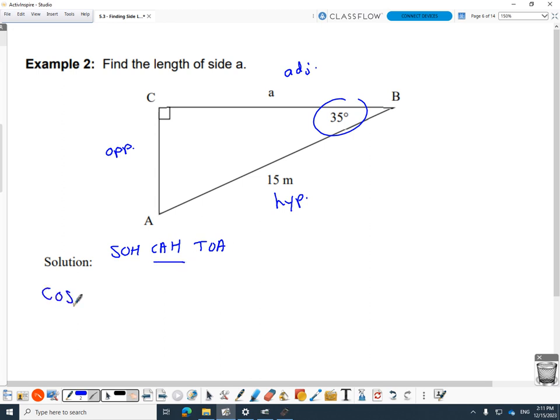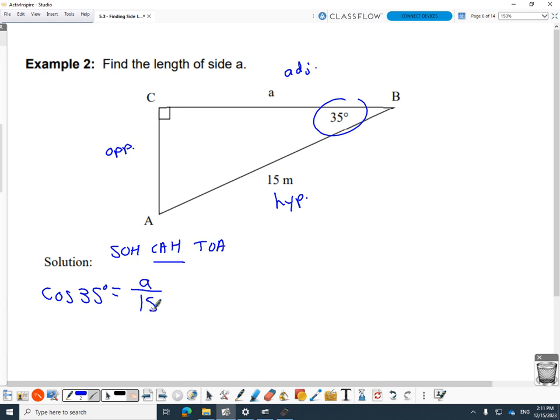of 35. If you're keeping right up, you're noticing I've skipped a step this time. I think this is a little easier if you skip that first step. If you just jump right in and go, oh, I got it. Cosine 35 equals, what's the adjacent? Nothing. We don't know it. A, that's okay. And the hypotenuse? 15.